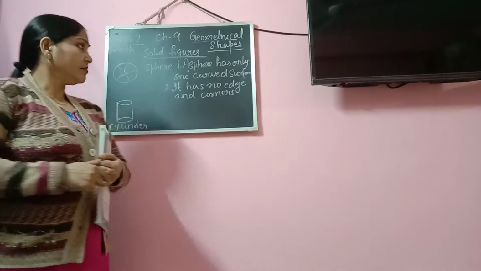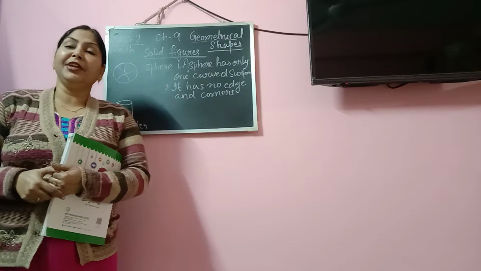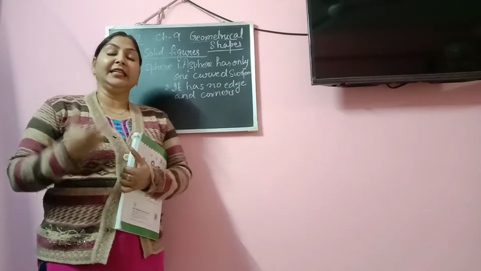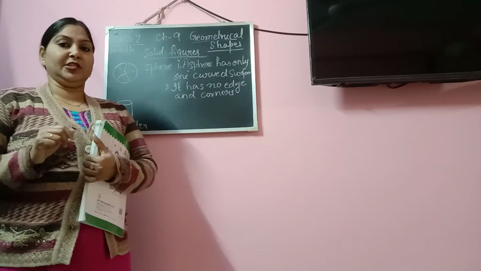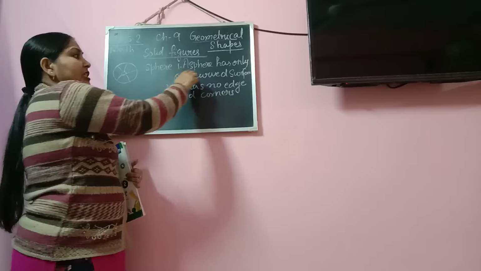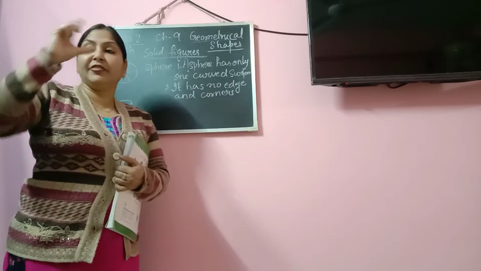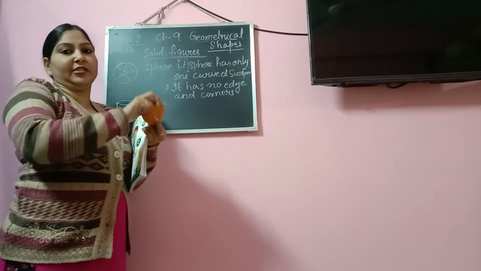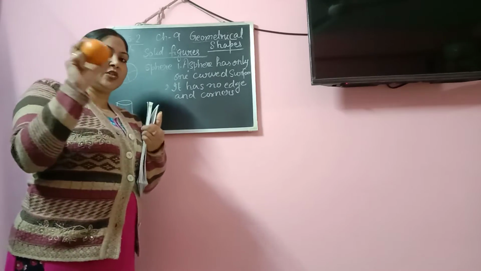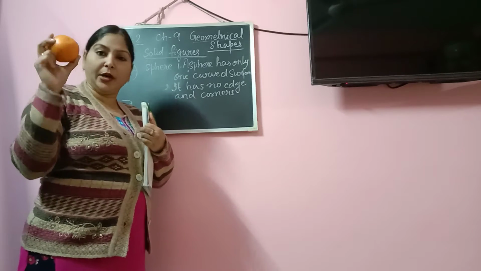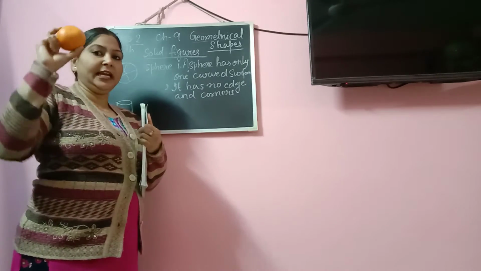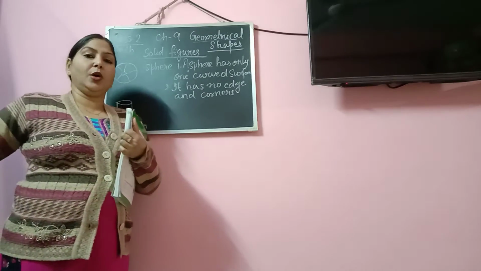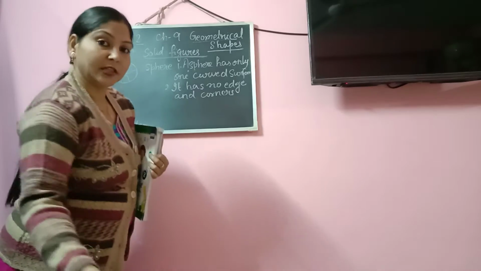Okay, so what are the properties of a sphere? When we talk about a sphere, how do we recognize that this particular shape is a sphere? A sphere has only one curved surface. You can see here, this is an orange and it has only one curved surface. It does not have any sides and no corners. It has only one curved surface. So this is the property, or the feature, of a sphere.